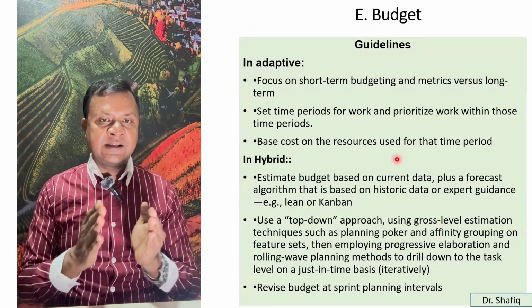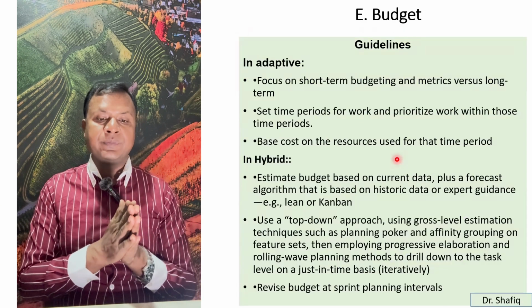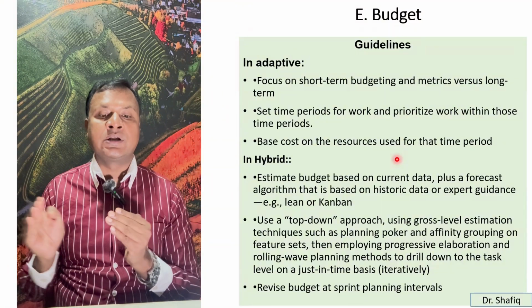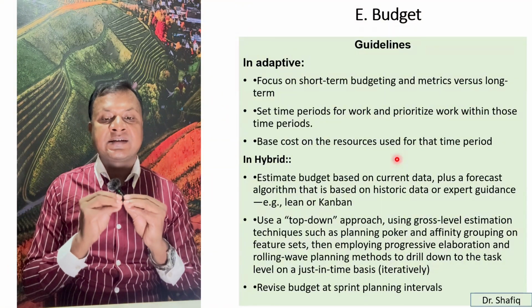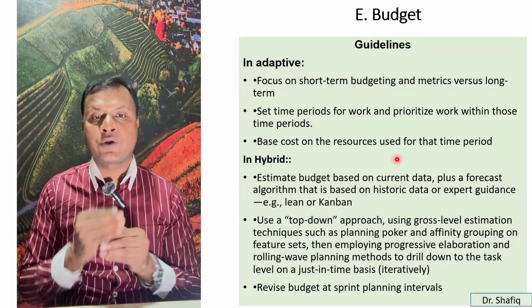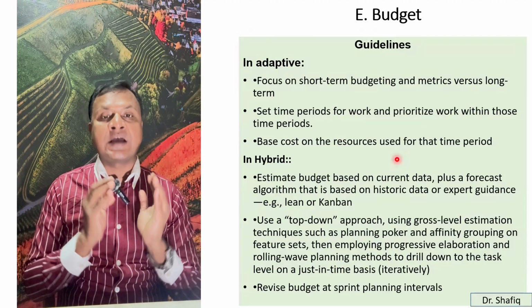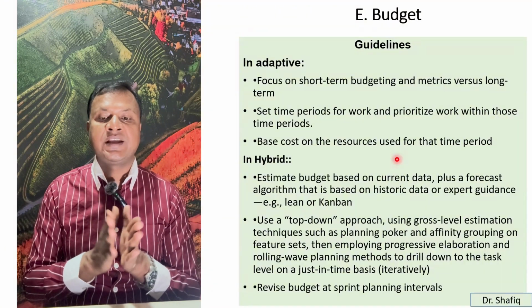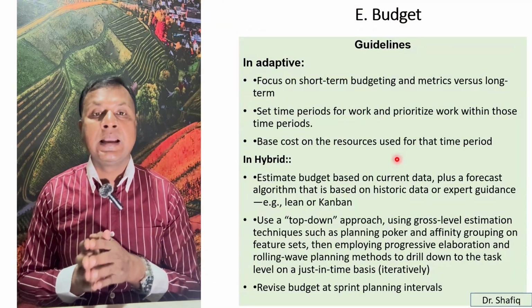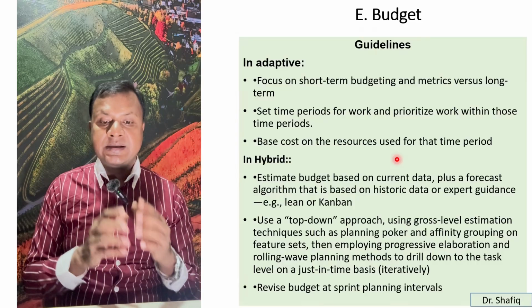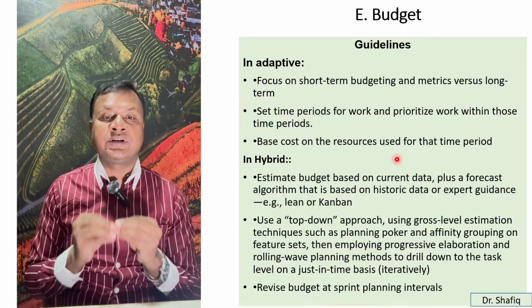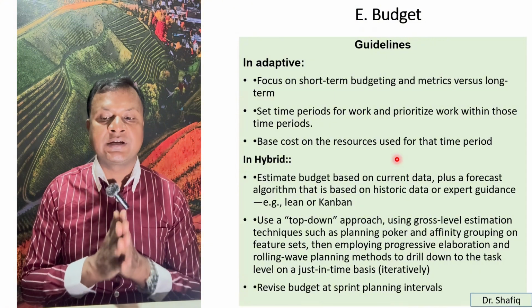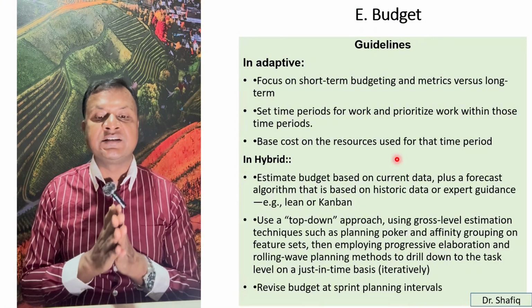So what should be the guideline for budget? For adaptive, we should focus on short-term budgeting and metrics versus long-term. We can set time periods for work and prioritize work within those time periods. And we should base cost on the resources used for the time period. But in the hybrid system, we should estimate budget based on current data, plus a forecast algorithm that is based on historic data or expert guidance that is lean or Kanban.